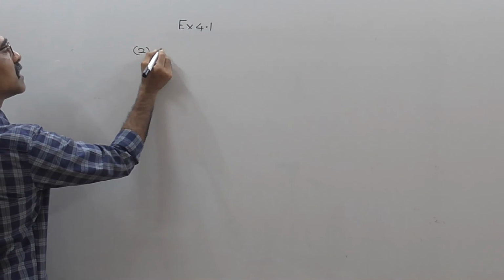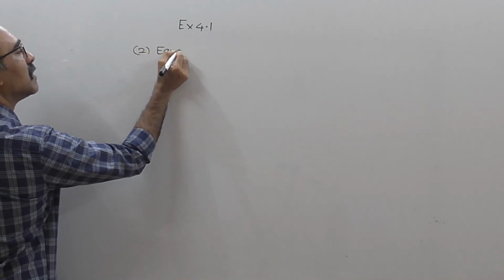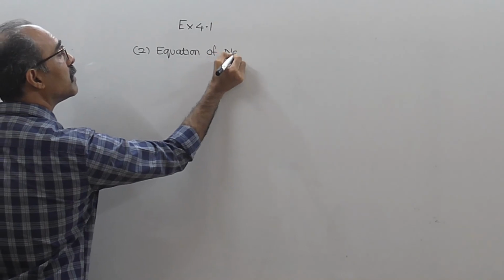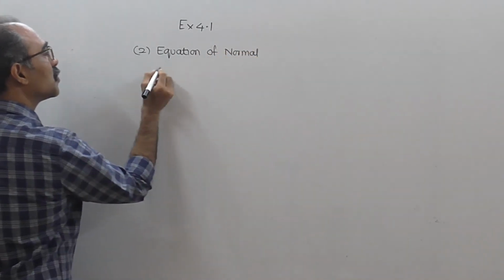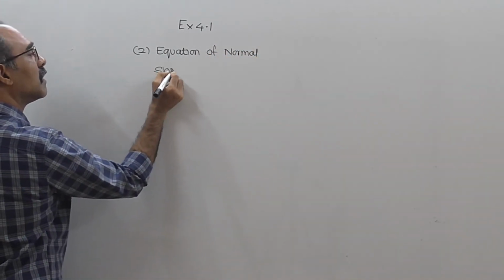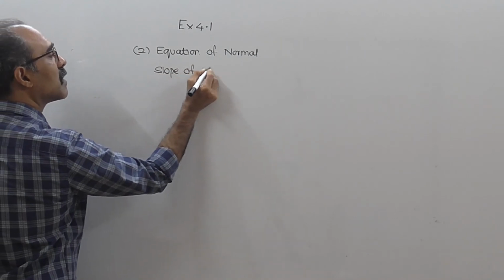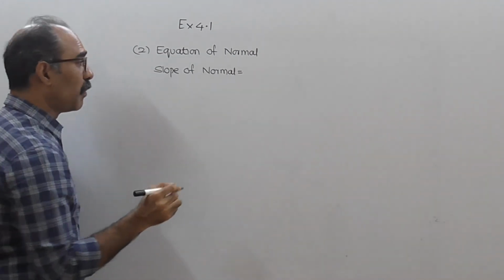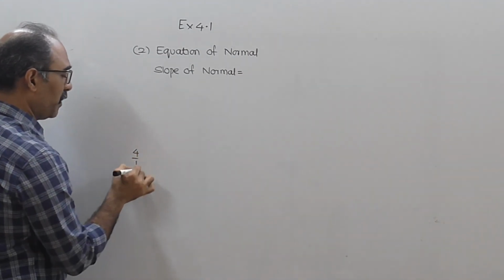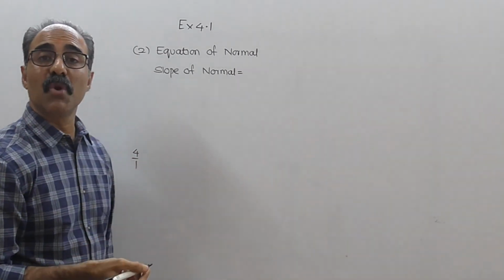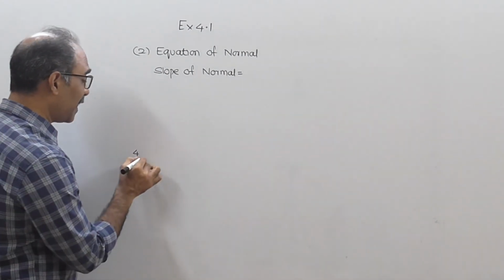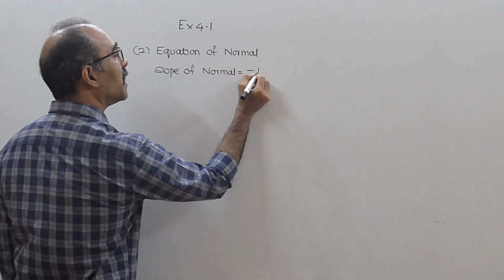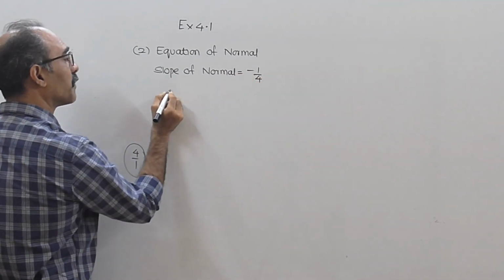The second part of the sum is we have to find the equation of normal. For that, first we need the slope of the normal. So first you check what is the slope of the tangent. I think the slope of the tangent was actually 4. 4 means 4 by 1. So what will be the slope of the normal? Slope of the normal will be the negative reciprocal of the slope of the tangent. So the negative reciprocal of 4 by 1 will be minus 1 by 4.